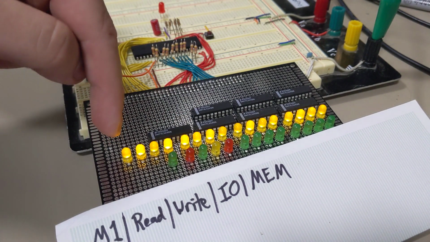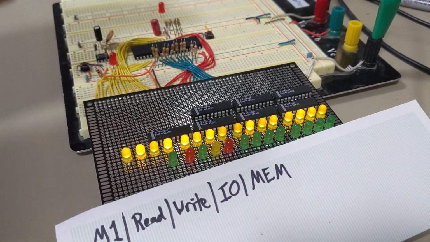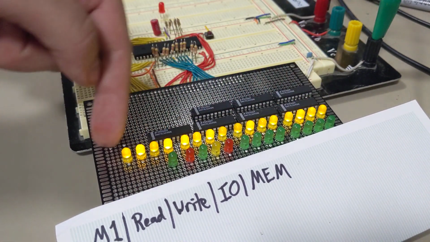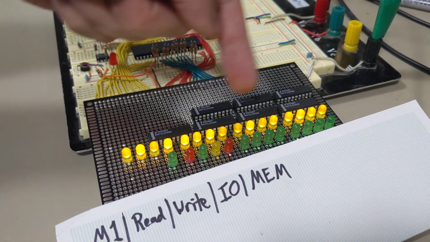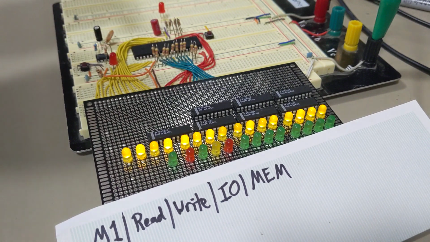And so the Z80 is in a reset state. These are all probably just high because the inputs on these will float high when there's nothing driving the address bus.